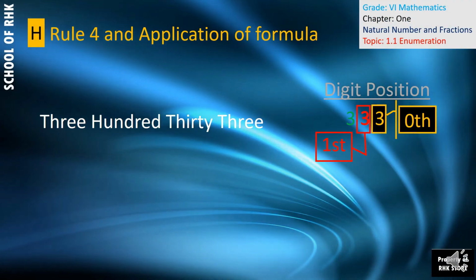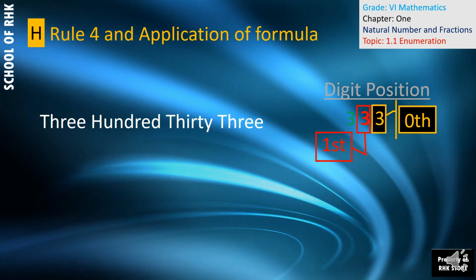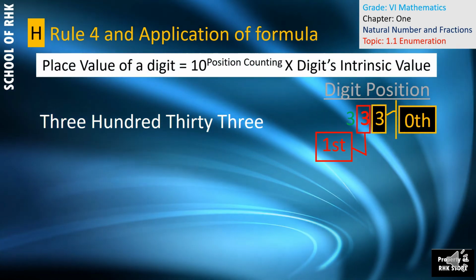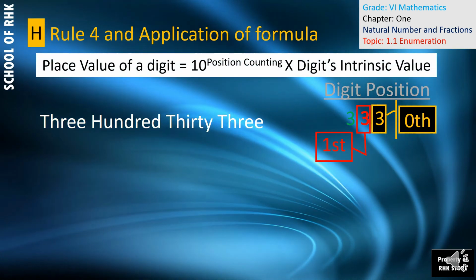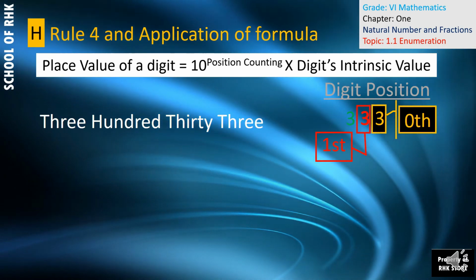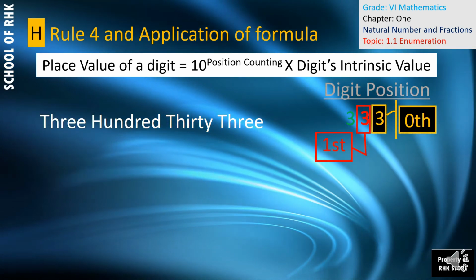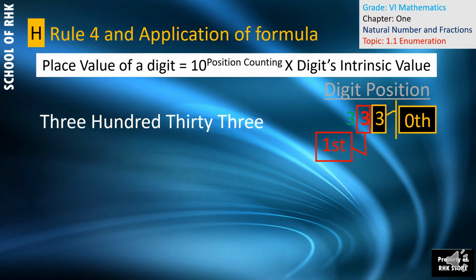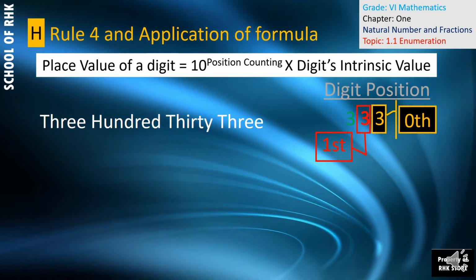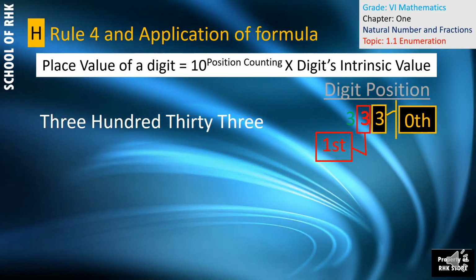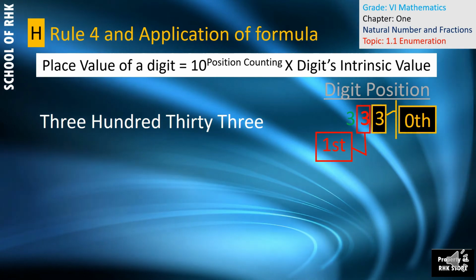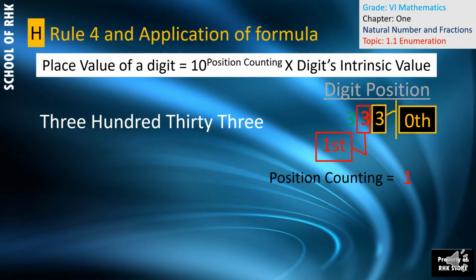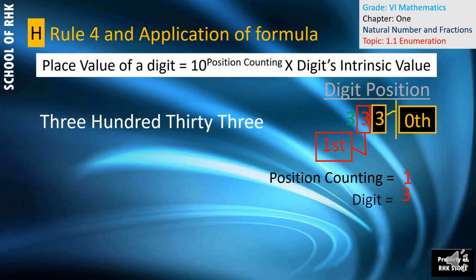Let us apply the formula we have learned. In the formula, we have learned that the value of a digit in any position in a number is equal to 10 to the power of position counting multiplied by the digit's intrinsic value. As the position changed from 0th to 1st, the position counting is 1 and the digit is 3.